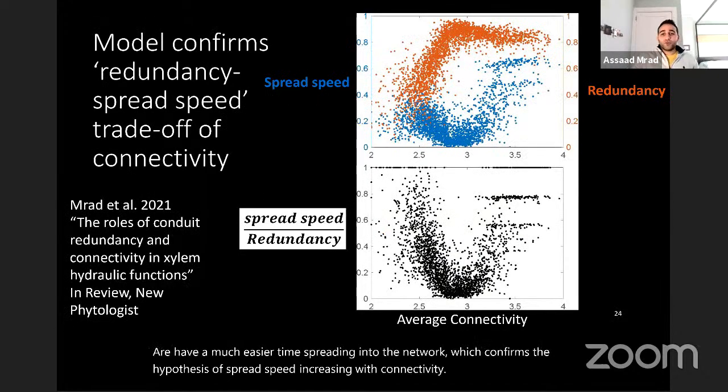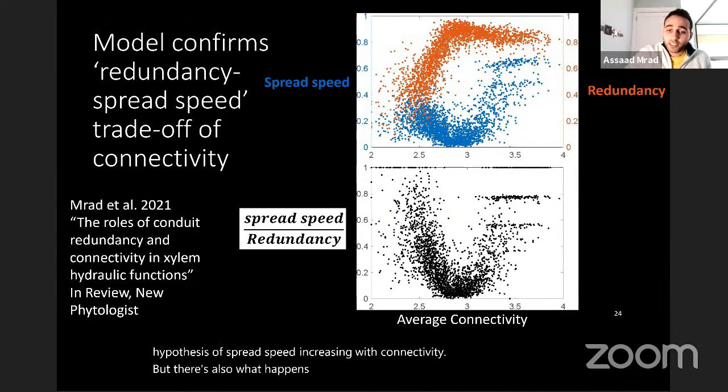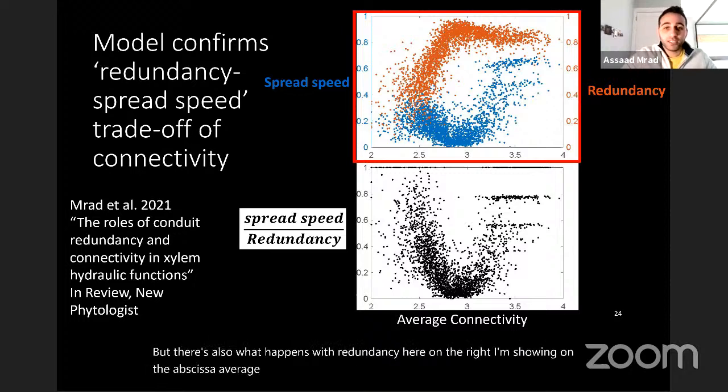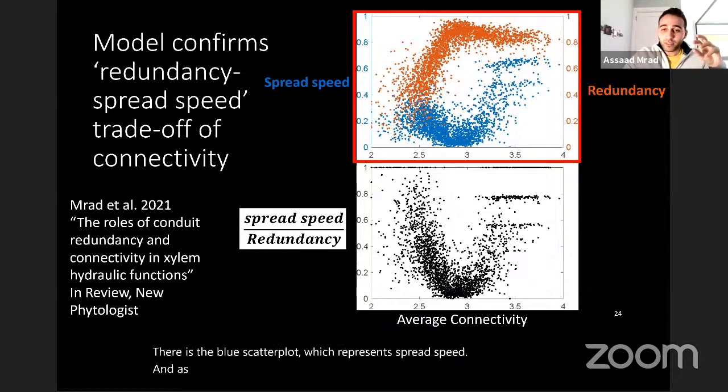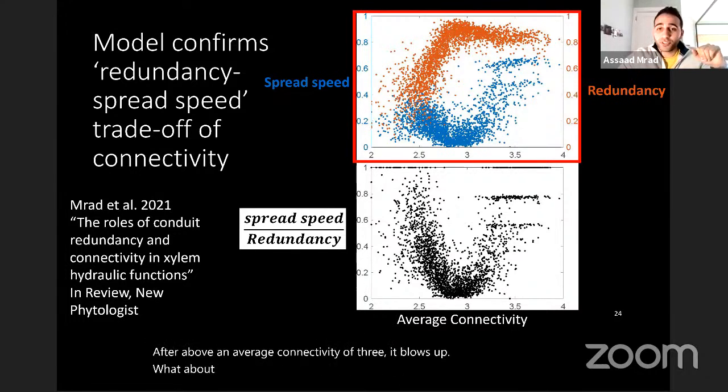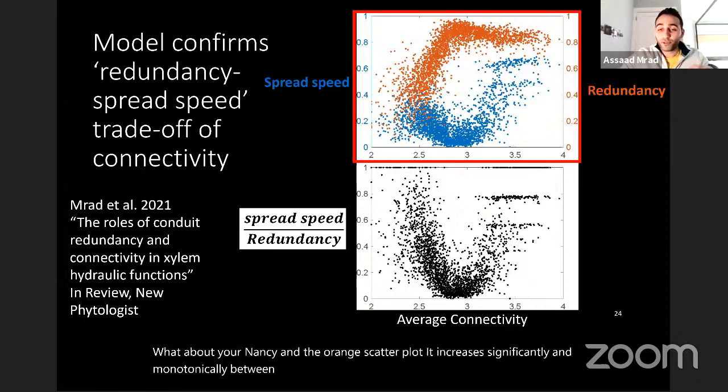But there's also what happens with redundancy. Here on the right, I'm showing on the abscissa average connectivity like before, and there's two scatter plots. There's the blue scatter plot, which represents spread speed. And as mentioned before, above an average connectivity of 3, it blows up. What about redundancy and the orange scatter plot? It increases significantly and monotonically between a connectivity of 2.5 and 3, but then plateaus.